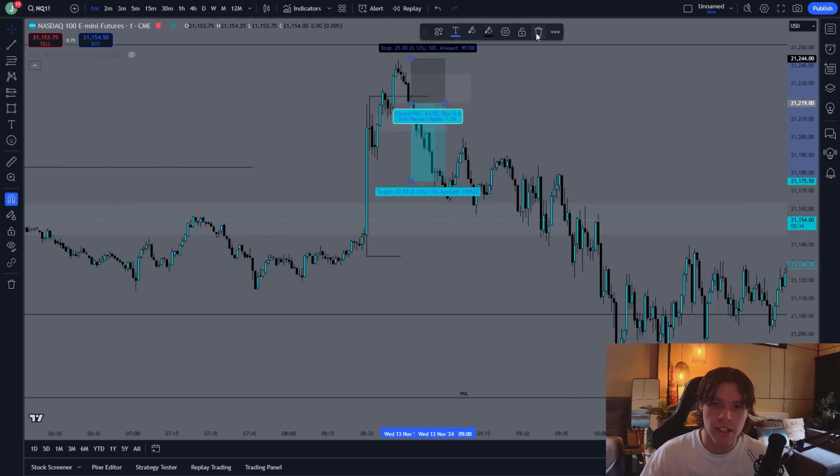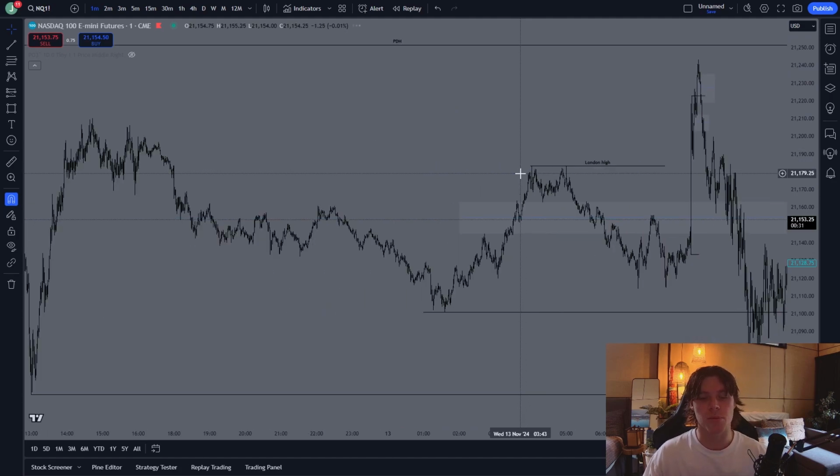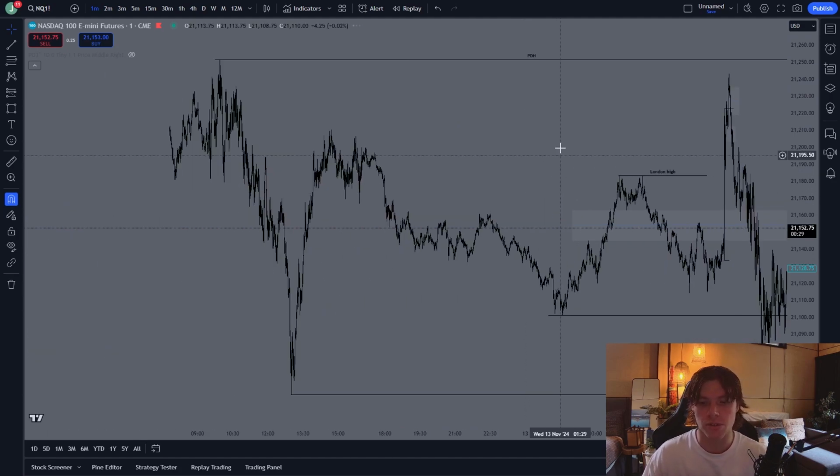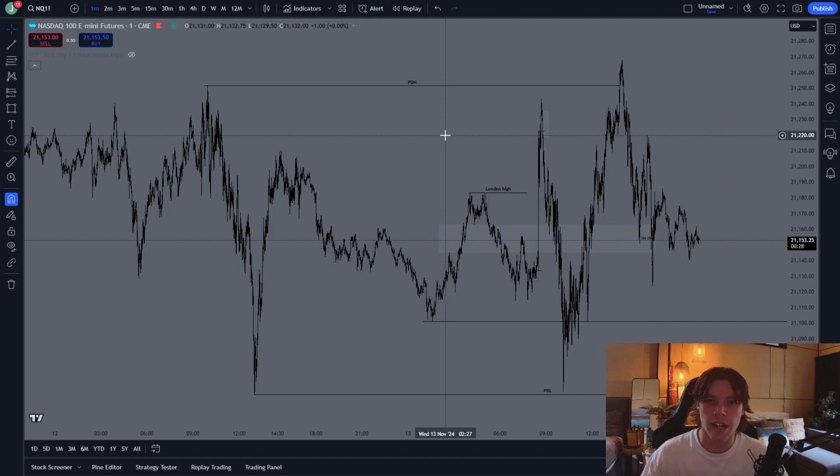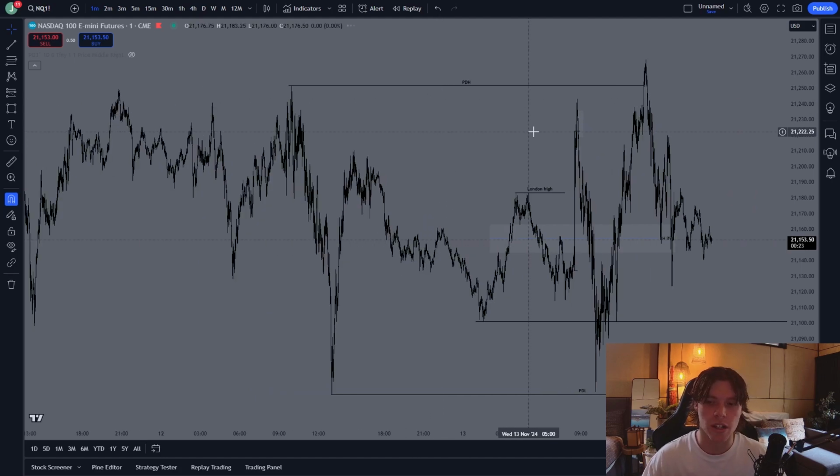The way that I figure out my daily bias, first thing I do is I mark out the previous day's highs and the previous day's lows. I also mark out the current day high and the current day low, and sometimes the previous weekly low and the previous weekly high as well. But that's a very high time frame sort of thing.